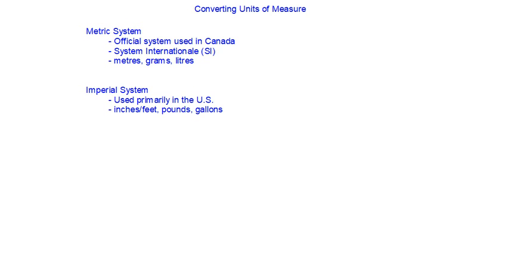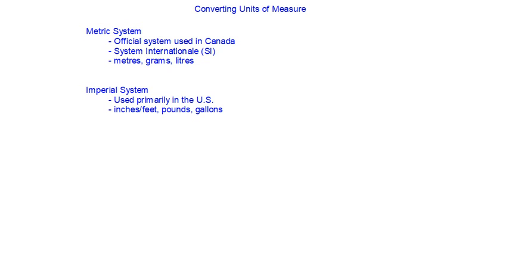So the metric system is the official system used in Canada. It was adopted somewhere around 1973, I believe. It's also the Système International, so it's the international system. If you take science, you'll use the SI system, is what they call it, and so the international community has decided the metric system is the system that they will use. The metric system measures things like meters, grams, and liters, whereas the imperial system is used primarily in the US, although we still use it here in Canada.